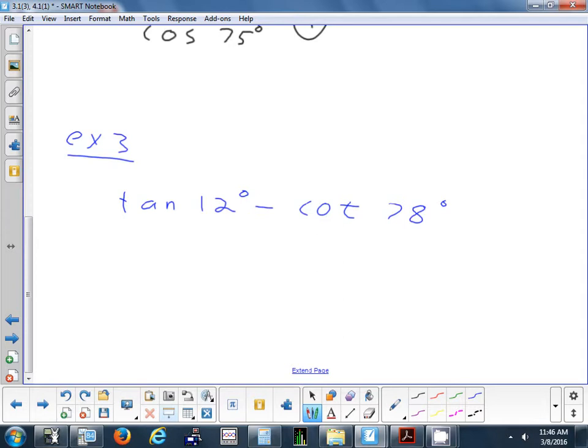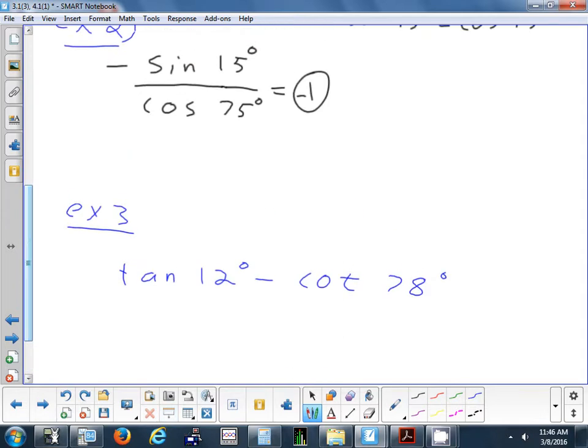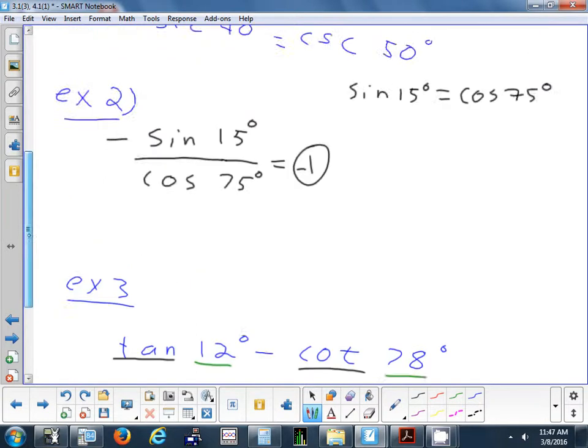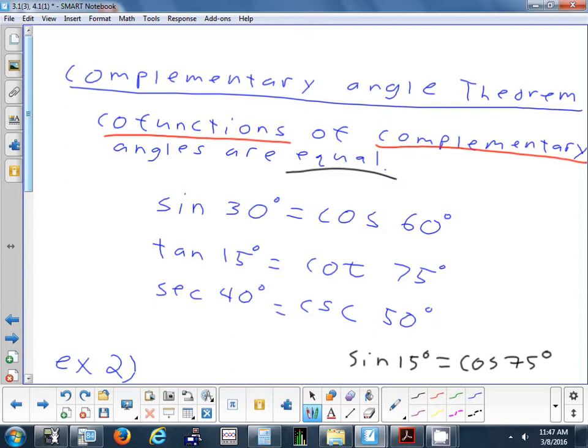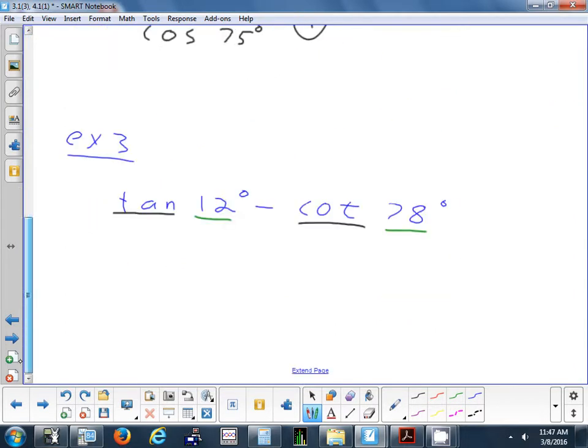Okay, let's look at this one. Tangent of 12 minus cotangent 78. Okay, what do you notice about tangent and cotangent? Yep, they're cofunctions. What do you notice about 12 and 78? They add up to 90. So you have cofunctions of complementary angles. Means they're equal. Okay. So what would we get if we subtract these two things? Yeah, we get 0.